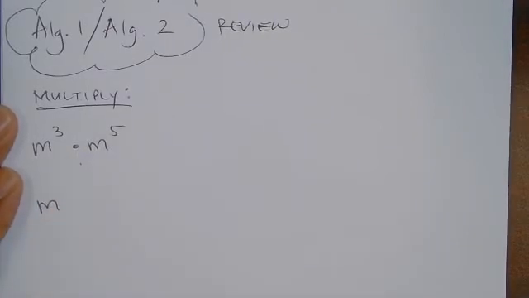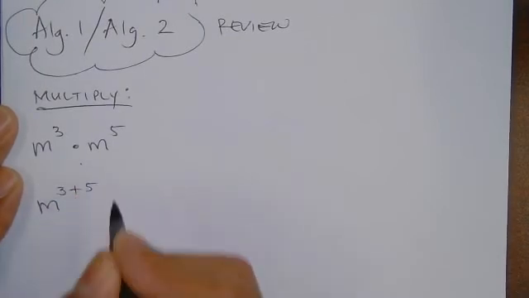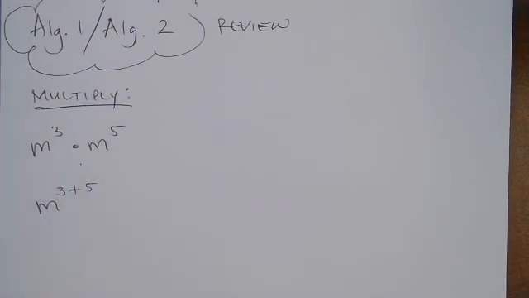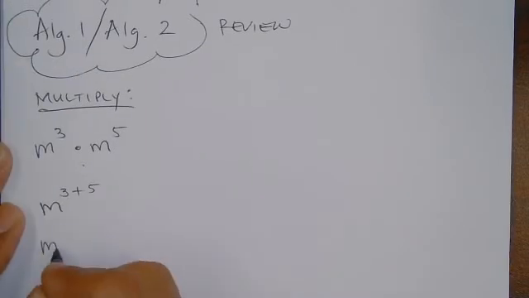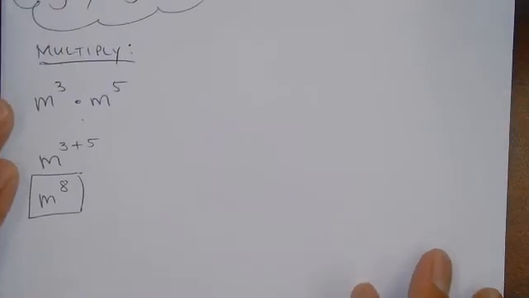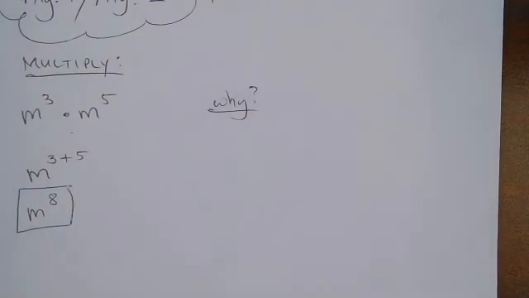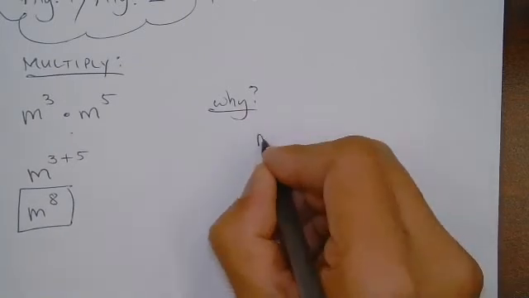What did you do? You didn't put M15, right? You didn't multiply and put M15. You added them. And you're like, well, why? Why is the answer not M15? Why is the answer M8? Anybody remember this? Why is that true for exponents, when it says to multiply, that you actually add?